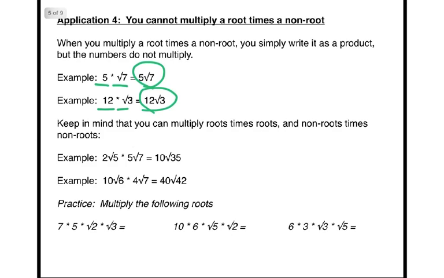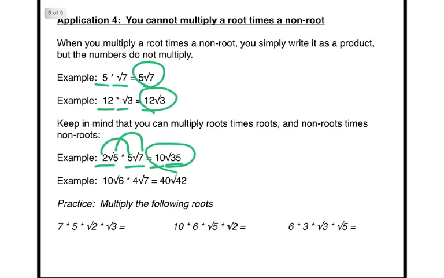Keep in mind that when you multiply roots times roots and non-roots times non-roots, such as 2 root 5 times 5 root 7, you can multiply the whole numbers together. 2 times 5 is 10. And you can multiply the roots together. Root 5 times root 7 is root 35. And that is your final answer.